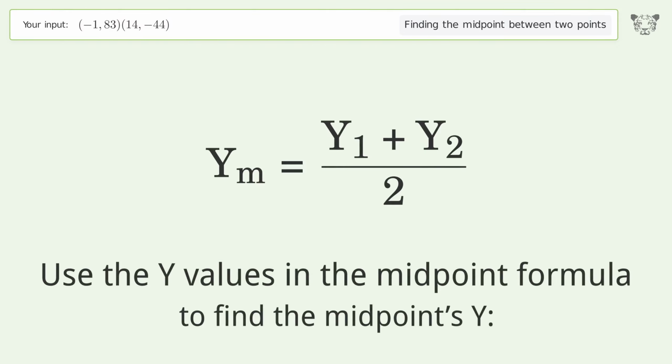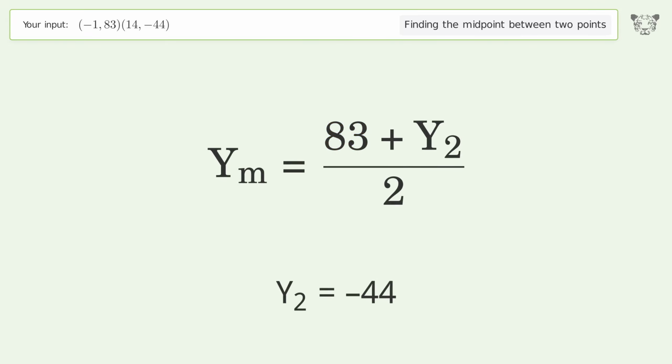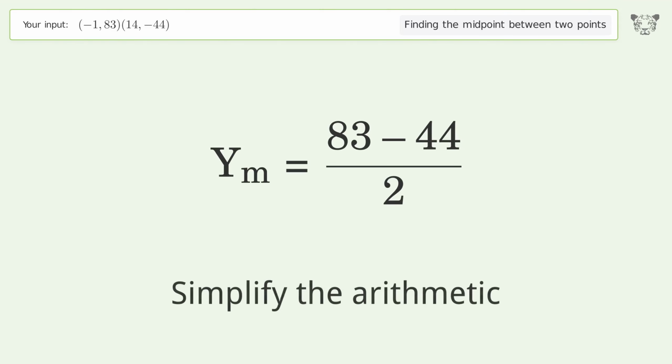Use the y values in the midpoint formula to find the midpoint's y. y1 equals 83. y2 equals -44. Simplify the arithmetic.